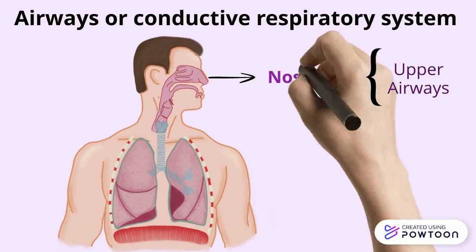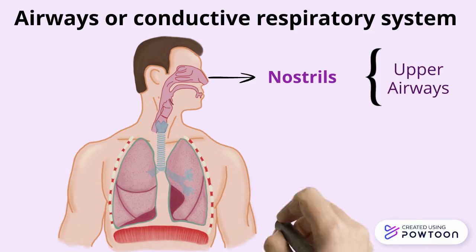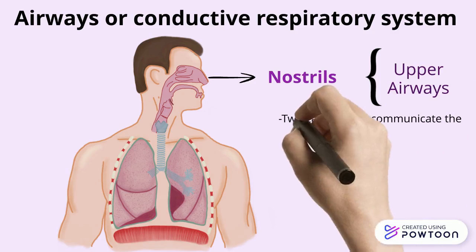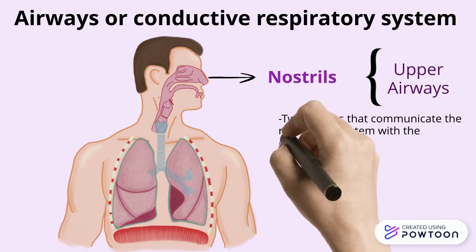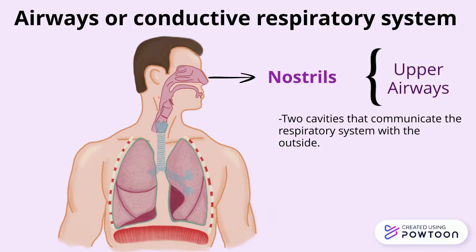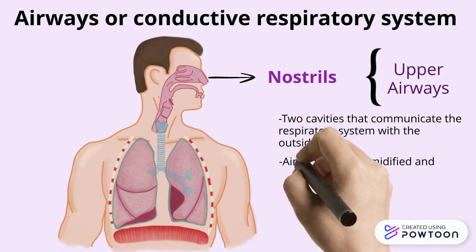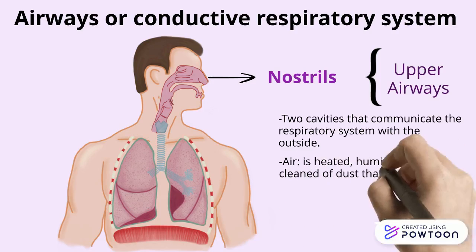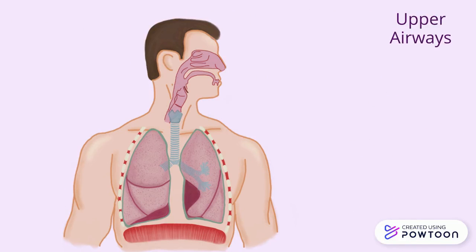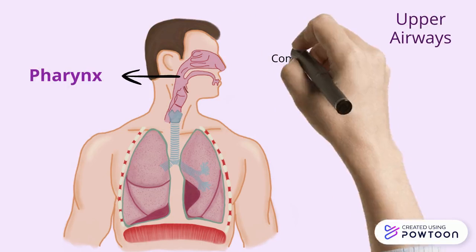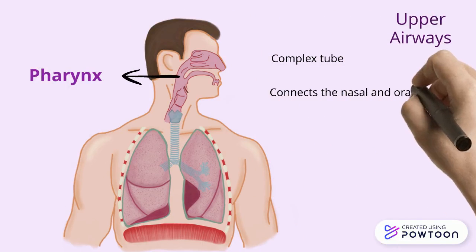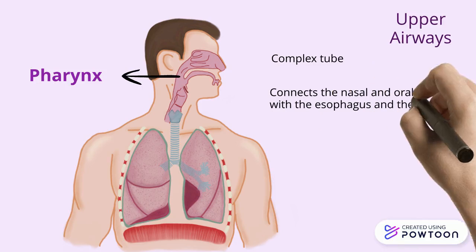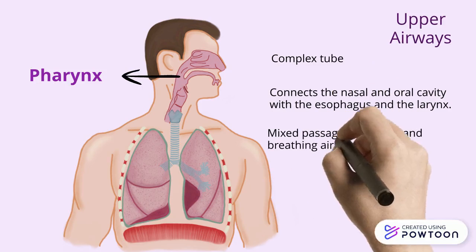Upper airways, nostrils and pharynx. The nostrils are two cavities that communicate the respiratory system with the outside through the nose. In them, the air is heated, humidified, and cleaned of dust, with hairs at the entrance retaining particles. The pharynx is a complex tube that connects the nasal and oral cavity with the esophagus and the larynx. It is a mixed passage area for food and breathing air.